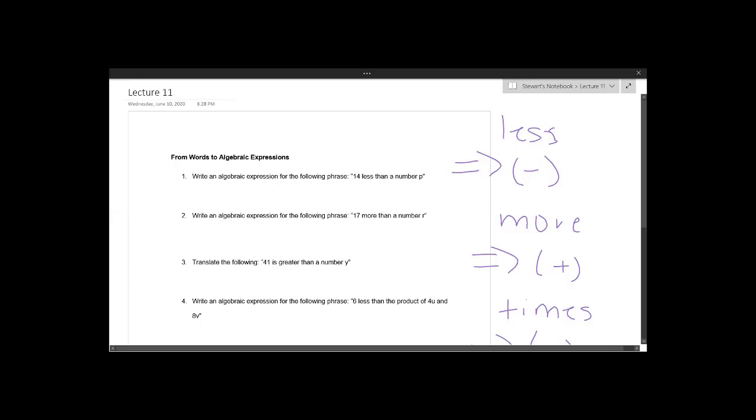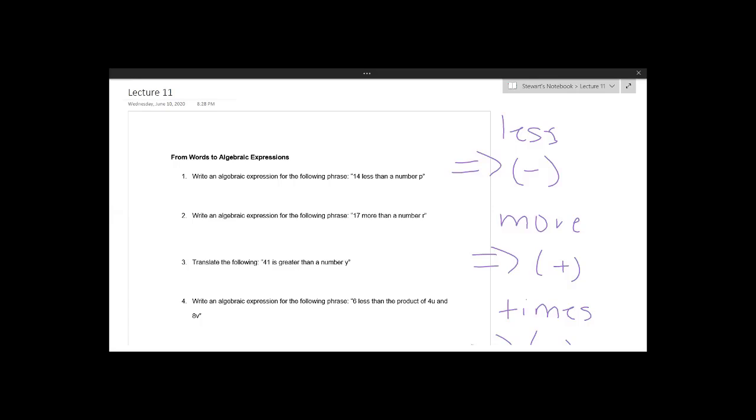Okay, so in here it says 14 less than a number p, and we have to write an expression for that in terms of the variable and the numbers. So we have a number p, and the expression we're talking about is 14 less than a number p. So we have the number p here, and then to be 14 less than p, we'd have to subtract.